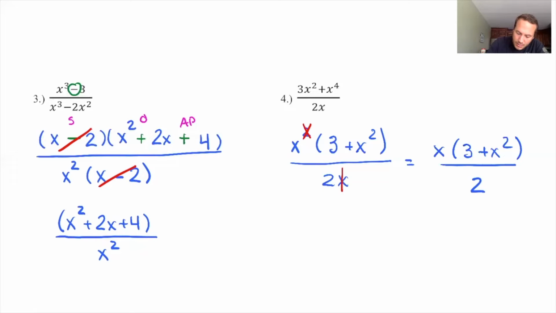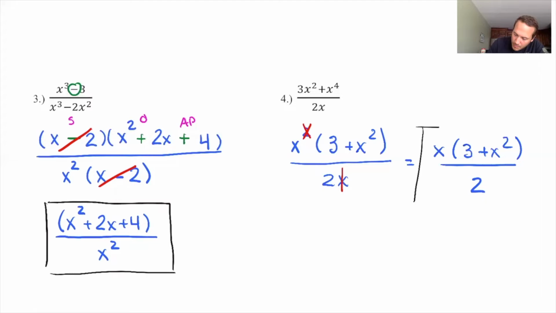So that's it. Those are those problems here. I never boxed off this answer, so let me go back to that. And then we've got this one here. So that's everything from these first 4 examples.